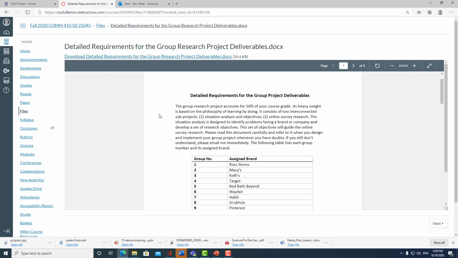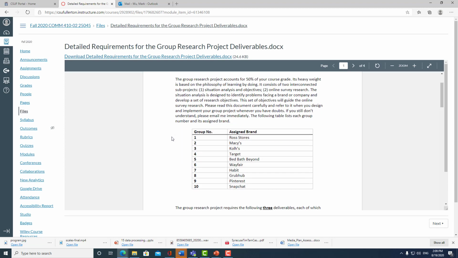So the key is to use what we call the 5 C's to identify and define the problems, and then try to find out what possible research objectives we can come up with to solve the problems. This is something that we're going to talk about a little later in this video, the situation analysis, 5 C's, that kind of stuff. But first, let me just continue with the second part of the project, which is the online survey.